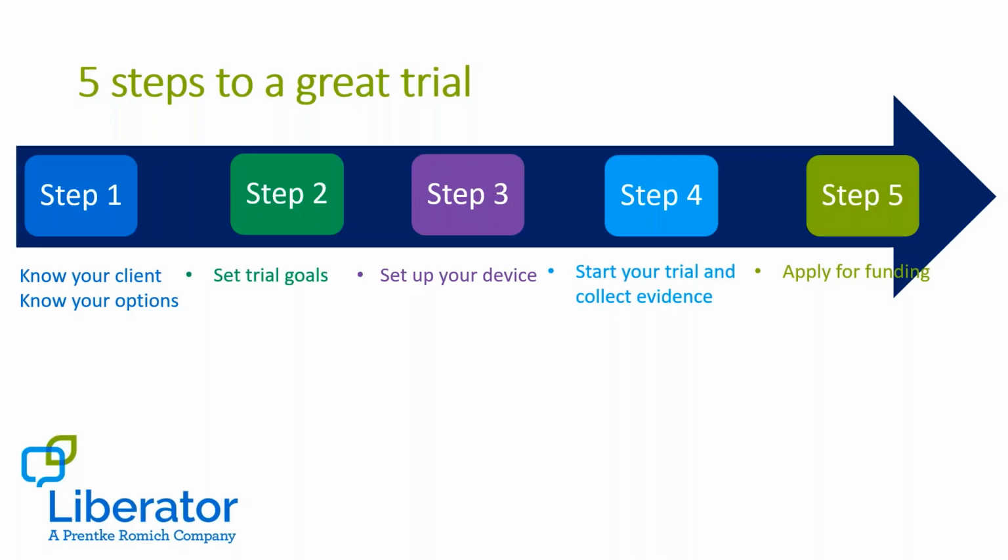There are 5 steps in an AAC trial, and once you start doing a few trials, you'll notice that these steps just don't really change by and large. The first step is know your client and know your options, know the different devices that you might want to trial with them. Step 2 is set some trial goals. Step 3 is set up your device. Step 4 is start your trial and collect evidence. And step 5 is apply for funding.